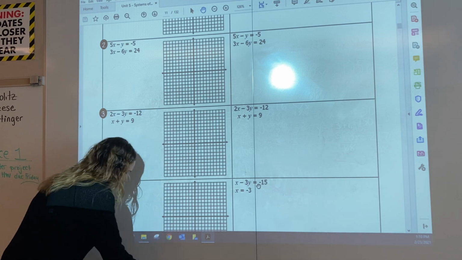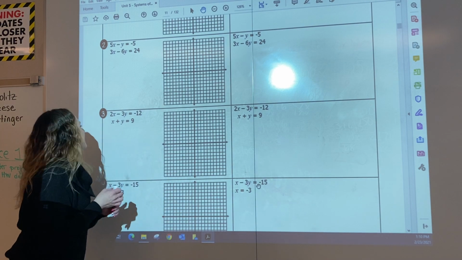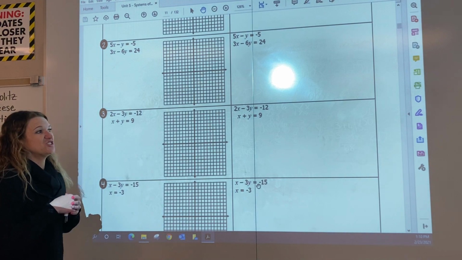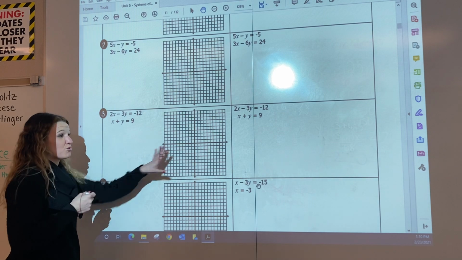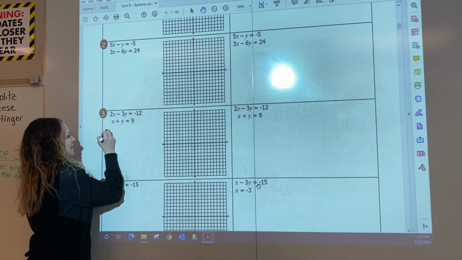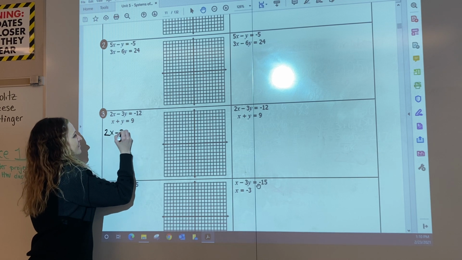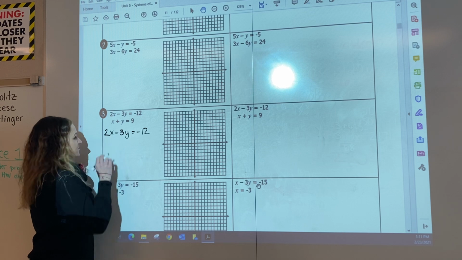Wonderful. Number 3. So I see with number 3 that I don't have either of my equations solved for y. I'm definitely going to need to do that for both in order to graph. So I'm going to start by rewriting the top equation, and I'm going to solve this for y first.